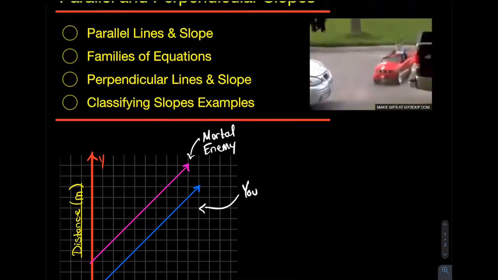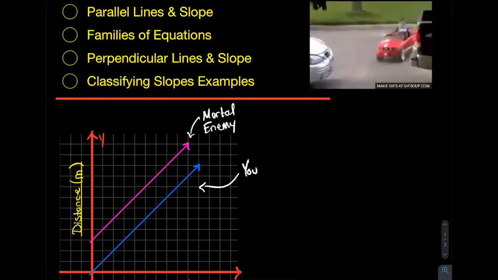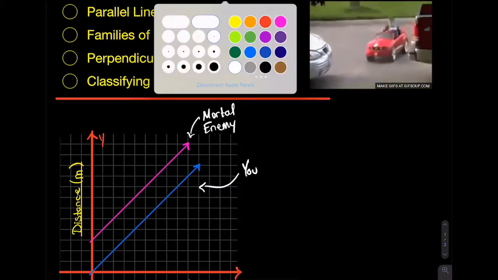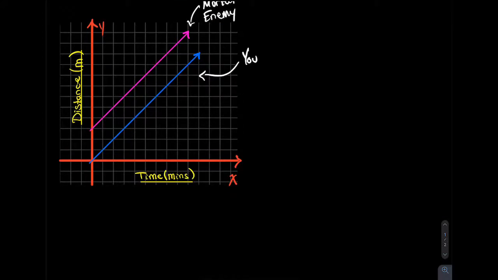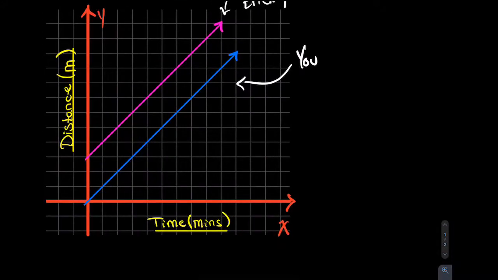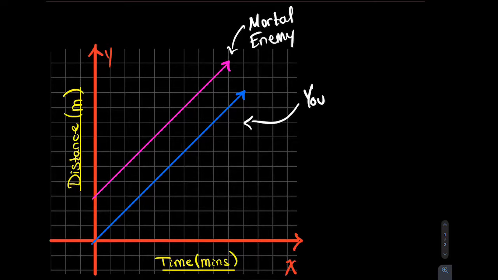Okay, let's start with looking at parallel lines and slope and how they relate. Let's suppose that you were running a race, or driving a race, whichever way you want, against your mortal enemy, whoever that may be. Maybe it's Donald Trump, maybe it's your mom, your dad, your brother, sister, who knows? You're running a race against these folks, and we decided to plot your progress on this graph of your distance, how much distance you're covering on the y-axis versus how much time you're taking on the x-axis. And this is the graph that we plotted.